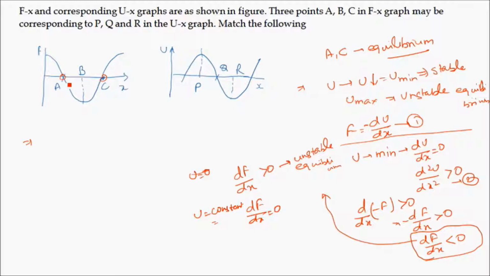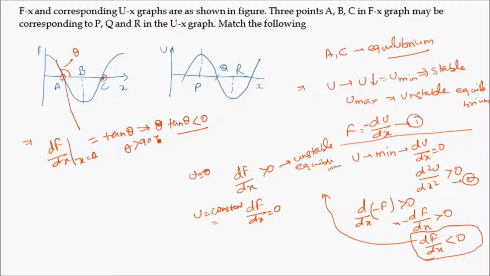So if you see this figure, first consider the point A. If I draw a slope of the line, then the line is making an angle theta, and df by dx at the point x equal to A will be equal to tan theta, and theta is greater than 90 degrees, which implies that tan theta will be less than 0. So df by dx will be less than 0 at the point A, and whatever we have deduced, for df by dx less than 0, we will have a stable equilibrium.